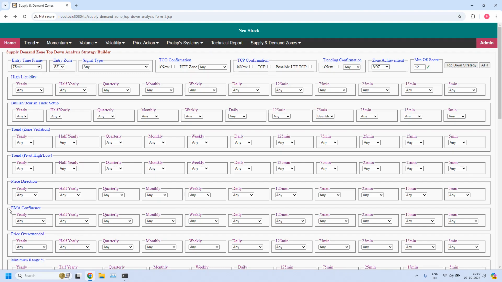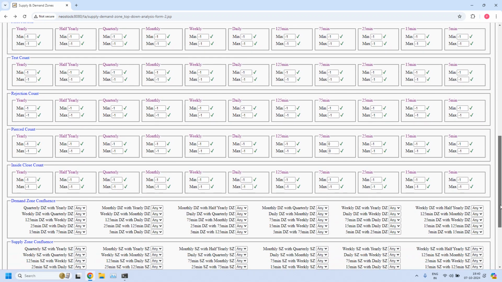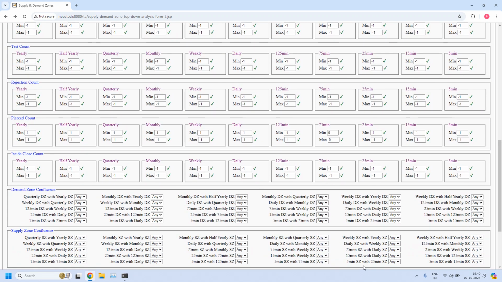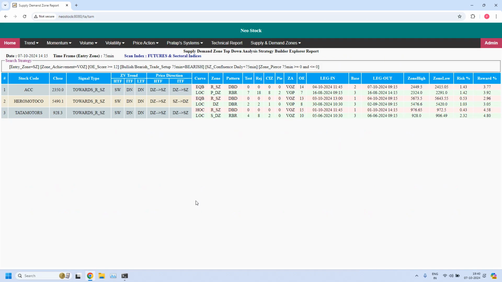In the EMA confluence, 75 minute zone should be part of the daily zone, not EMA confluence, sorry. Supply zone confluence. 75 minute supply zone with daily supply zone, I am enabling the filter. This is ITF confluence. 3 stocks out of 4, 3 stocks are filtered. And in all these 3 stocks, the 75 minute supply zone is part of the daily supply zone and the daily trend is downtrend.